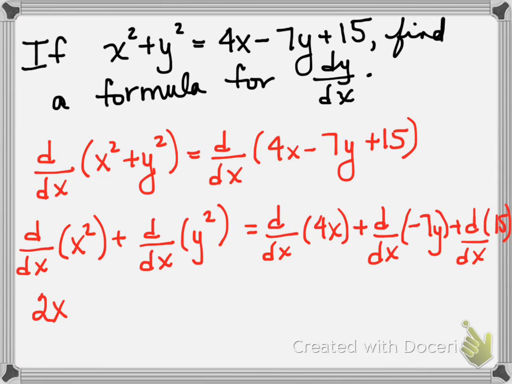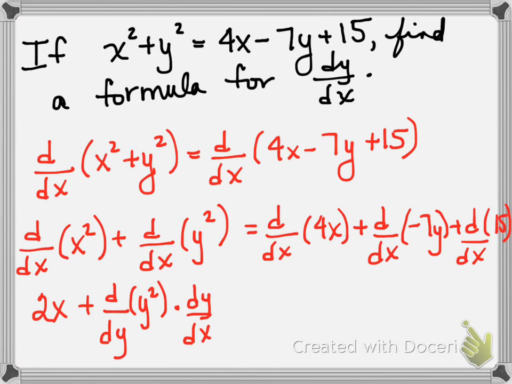Now we want to find the derivative of y squared with respect to x. So y depends on x, so we have to use a chain rule to compute this derivative. To compute the derivative, we need to compute the derivative with respect to y of y squared times the derivative of y with respect to x. That's our chain rule.